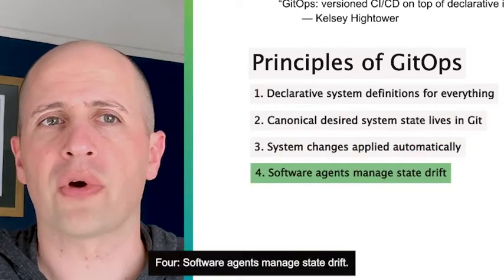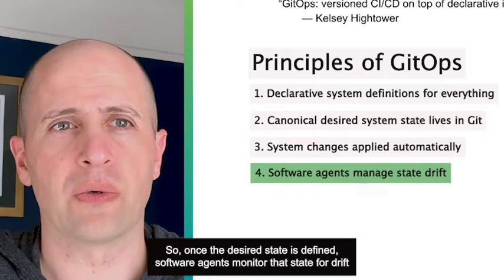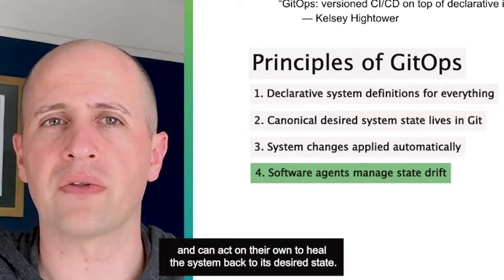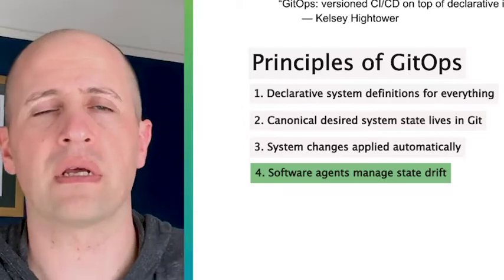Four, software agents manage state drift. So once the desired state is defined, software agents monitor that state for drift and can act on their own to heal the system back to its desired state.